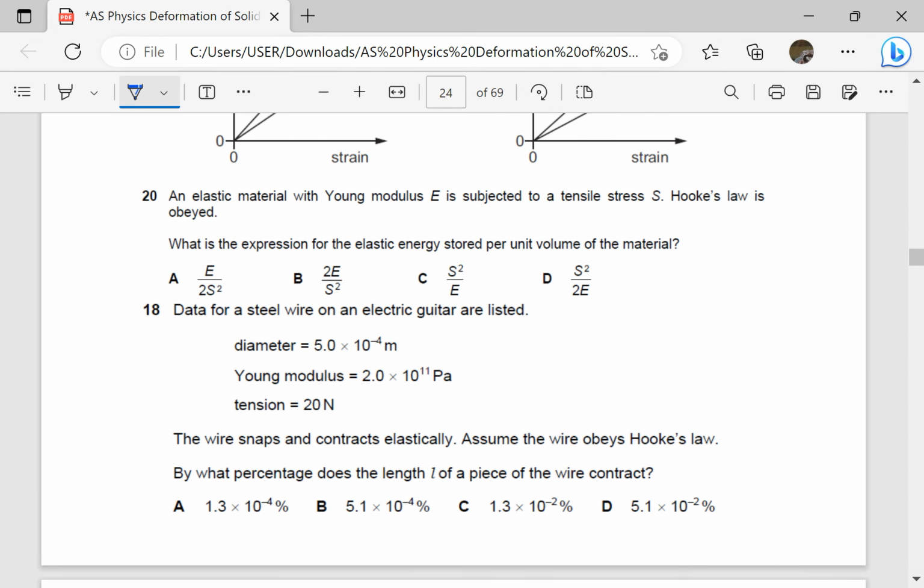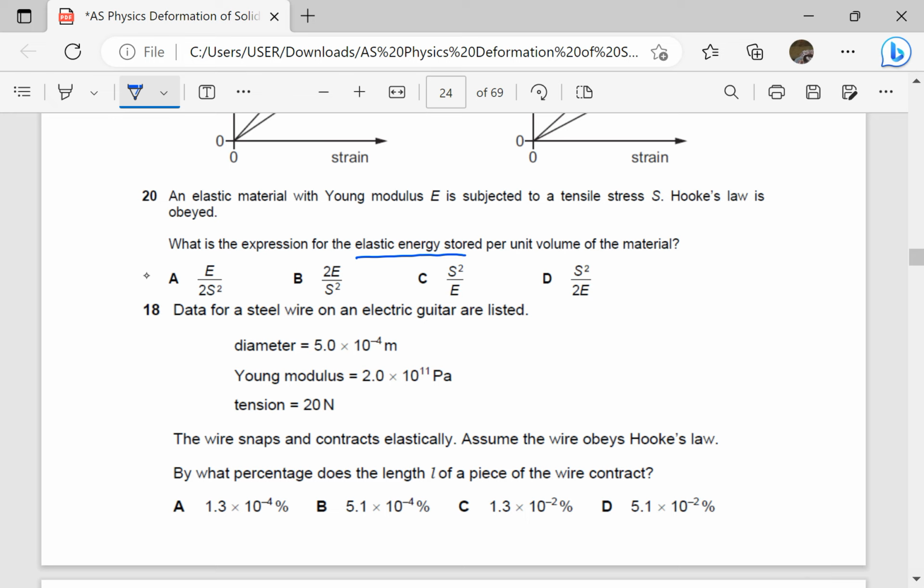An elastic material with Young modulus E is subject to a tensile stress S. Hooke's law is obeyed. What is the expression for the elastic energy stored per unit volume? Elastic energy stored per unit volume.